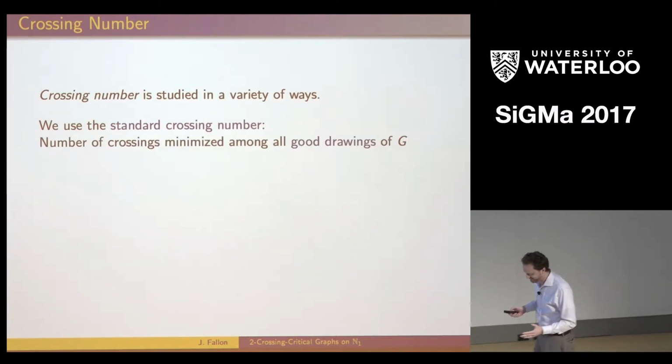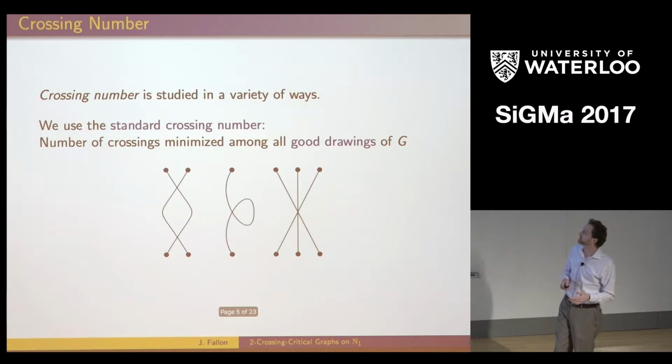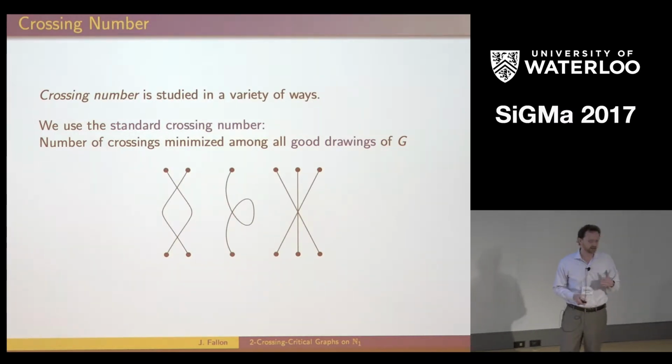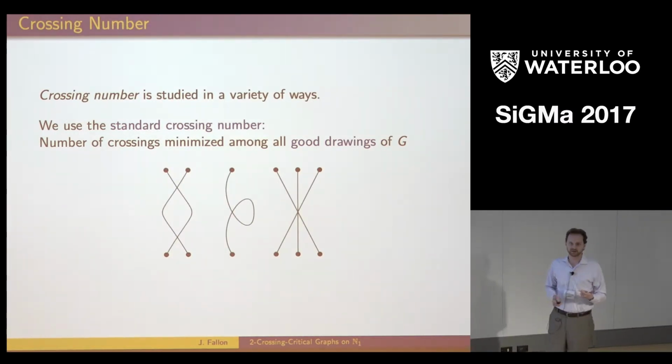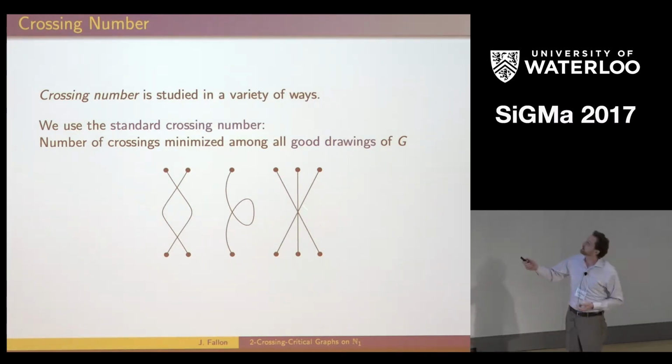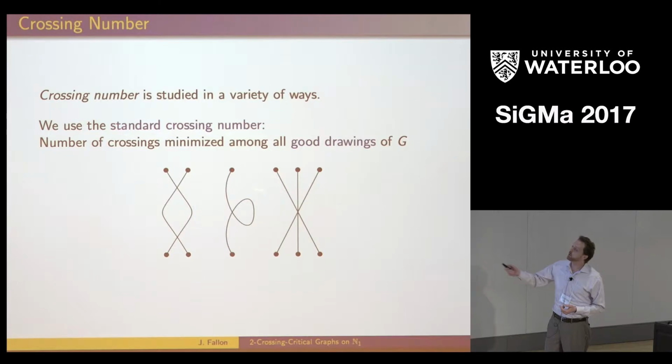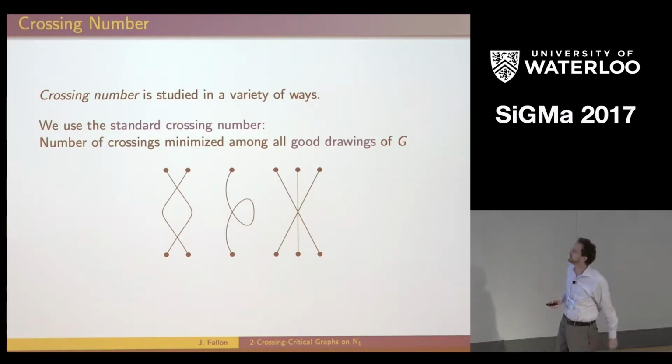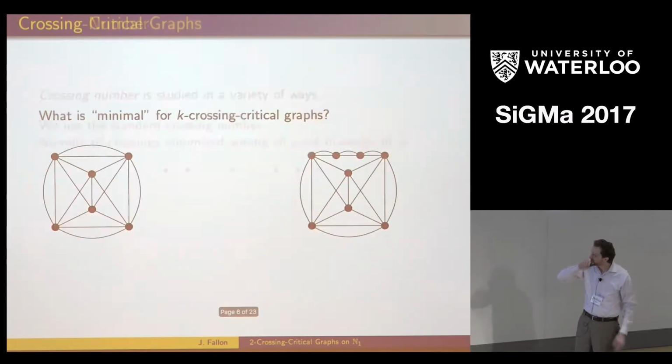We minimize the number of crossings across all good drawings, where a good drawing doesn't allow any two edges to cross more than once, no edge can cross itself, and if we don't allow more than two edges to cross in one interior point, we just perturb them a little bit. So it's exactly what you want it to be.